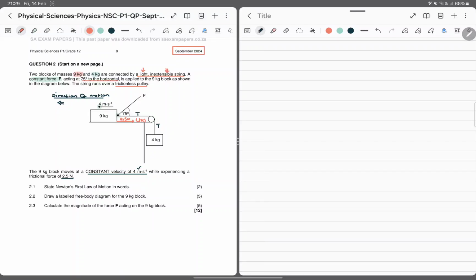Okay, so we need to then state Newton's first law of motion. That's very easy. Let's start.